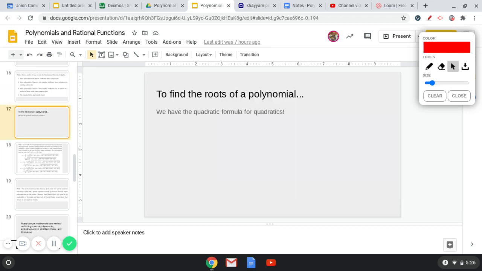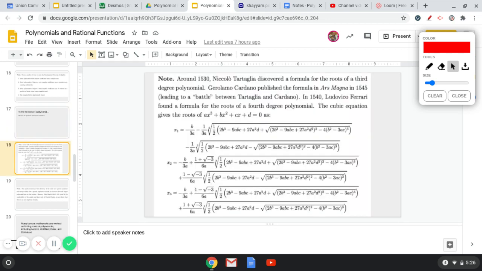So we'll keep talking in the history of this. Finding the roots of polynomials. We have the quadratic formula for quadratics. And this awesome thing is to find the roots of a cubic function. So we got Niccolò Tartaglia, which is what he was, an Italian mathematician.